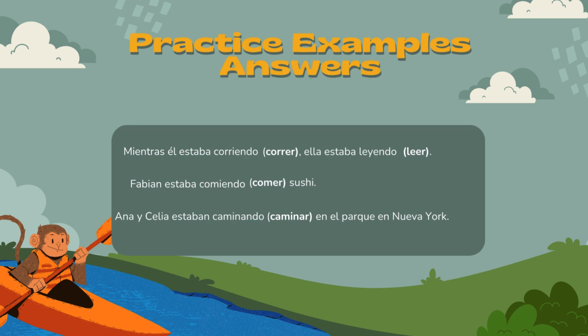Alrighty, friends, let's look at the answers. Mientras él estaba corriendo, ella estaba leyendo. That's a simultaneous action happening in the past. While he was running, she was reading. Simultaneous. Fabián estaba comiendo sushi. Fabian was eating sushi. Last one says, Ana y Cecilia estaban caminando en el parque en Nueva York. So Ana and Cecilia were walking in the park in New York. So how did you do?